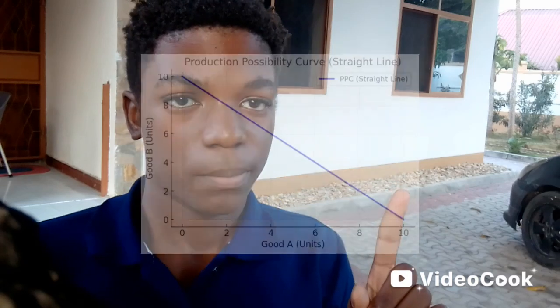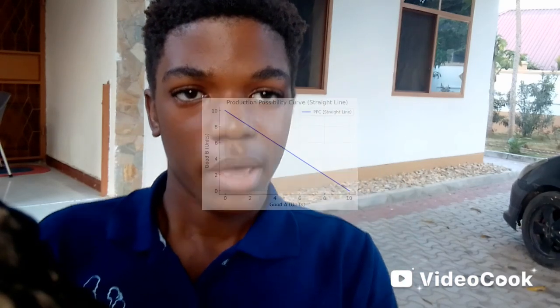Look at this example. Notice how the curve isn't a straight line. This is because not all the resources are equally good at producing everything.